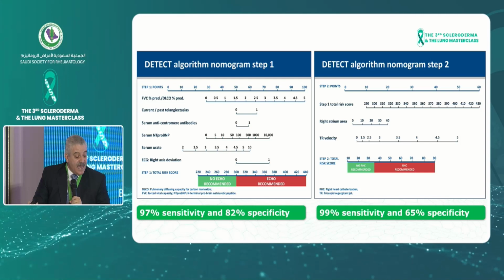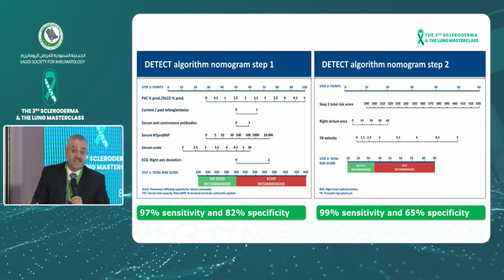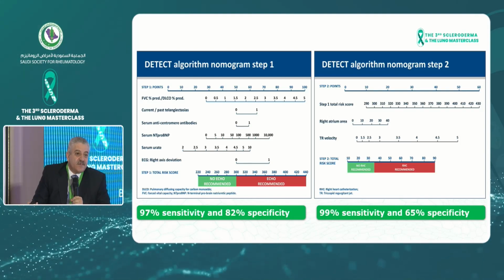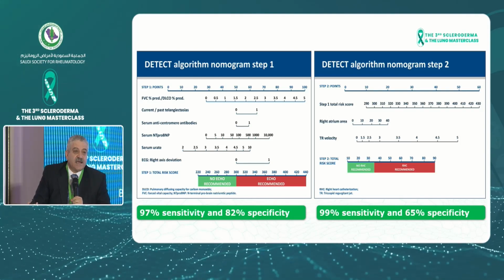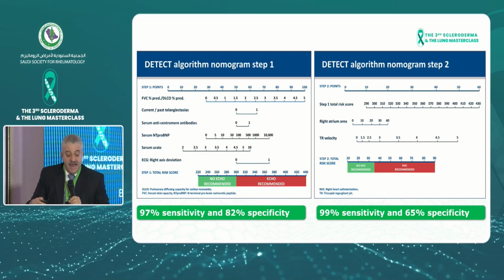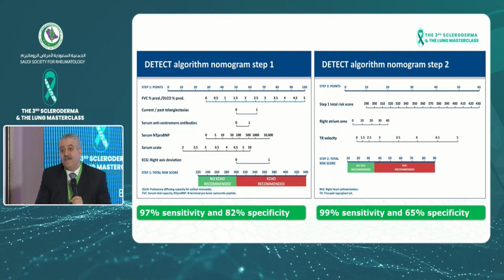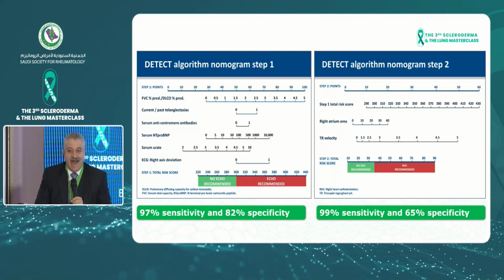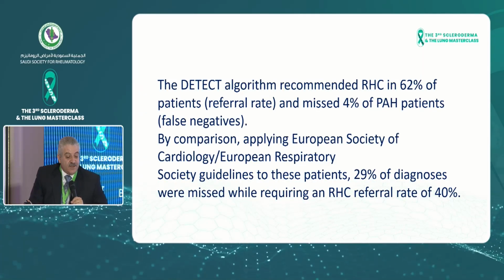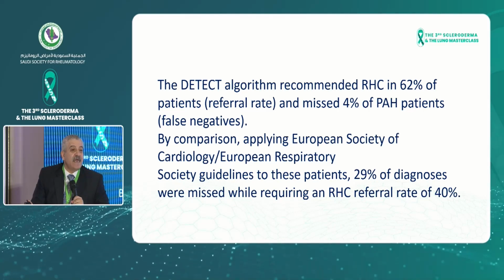The first step has a 97% sensitivity and 82% specificity, which means we will capture some cases that are falsely positive, i.e. we do echo unnecessarily. And at the same time, when you do the echo as a second step and combine them, the sensitivity goes better, but the specificity becomes less. That means you will have more people who will have right heart cath than you would like to see. So the DETECT algorithm recommended right heart cath in 62% of the cases.